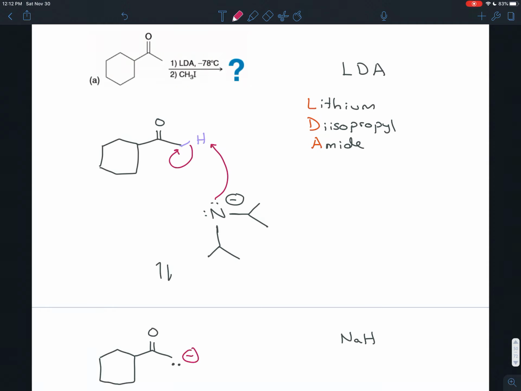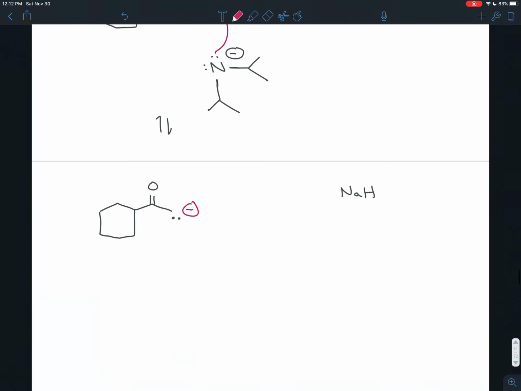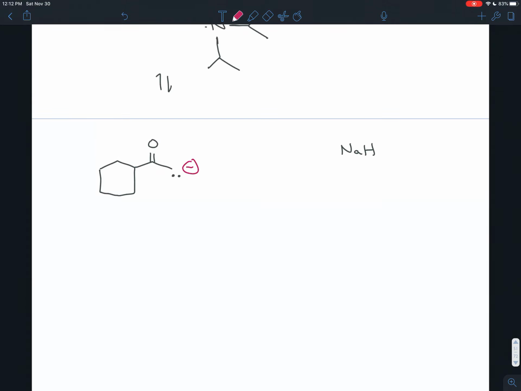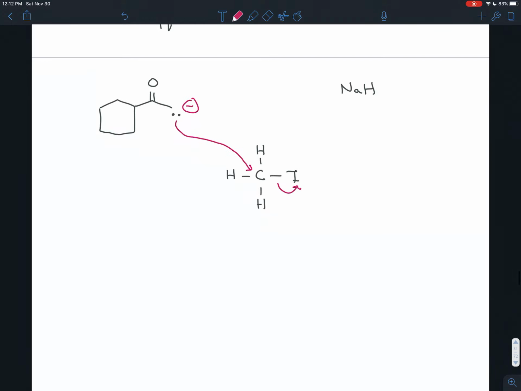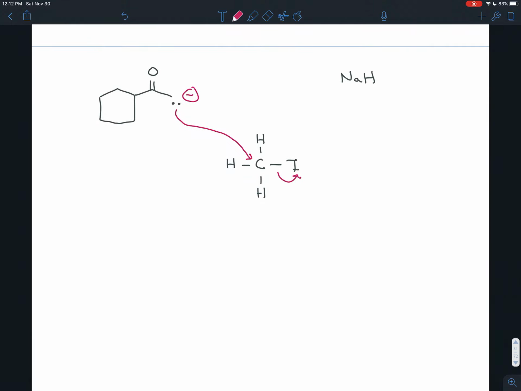Now in the second step, we're adding methyl iodide, or iodomethane, whichever you prefer. And what should stand out on iodomethane is the halogen. Halogens, chlorine, bromine, iodine are awesome leaving groups. So this nucleophile can swoop in, attack the carbon, and kick the leaving group off at the same time. We have nucleophilic attack and loss of a leaving group happening at the same time. That's the signature of an SN2 reaction.